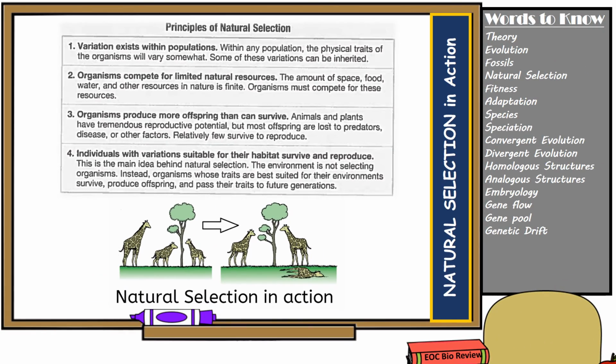Okay, now let's take a look at natural selection in action. As we mentioned before, genetic variation exists within populations, which is why not all animals in a population look the same. We also know that individuals within a population will compete for limited resources. Because not all individuals will be able to survive, they tend to produce more offspring than will actually survive. So, which individuals within a population will survive? Well, individuals with the most beneficial traits or variations suitable for the environment will be the ones that survive and reproduce.